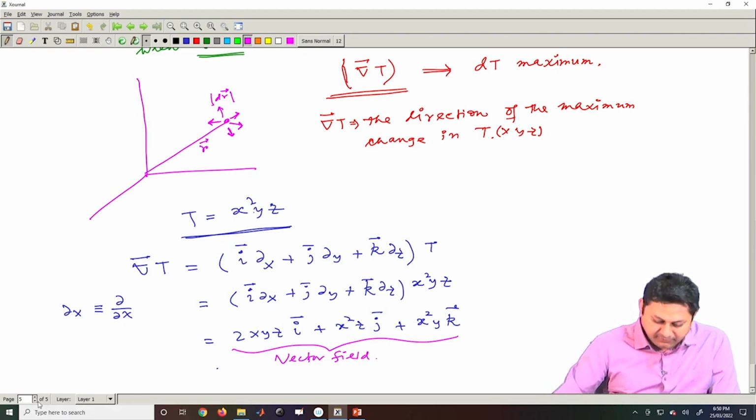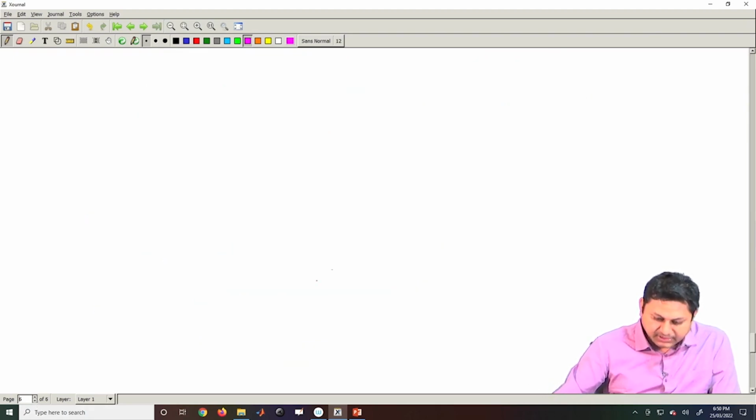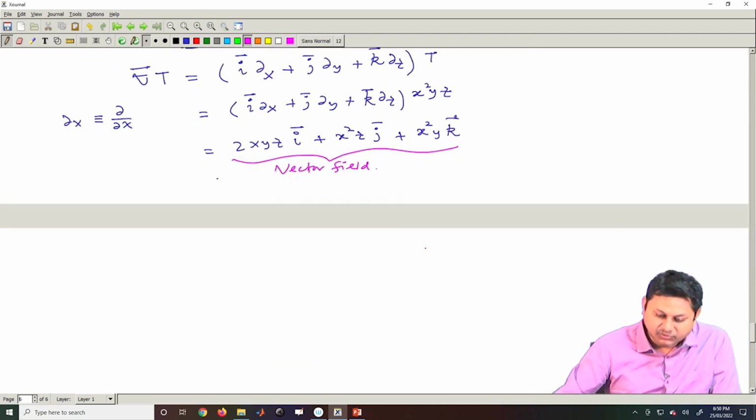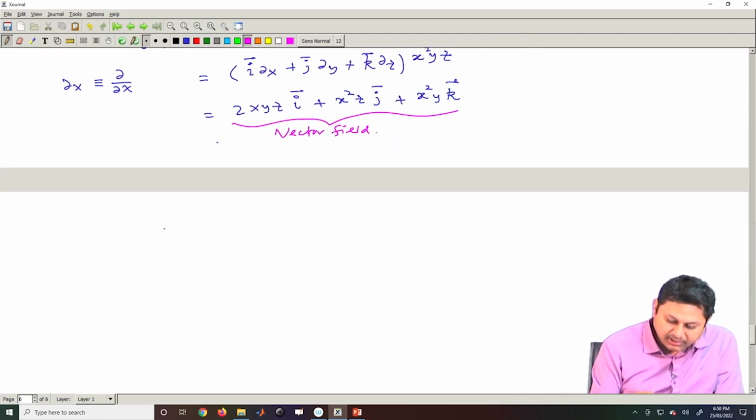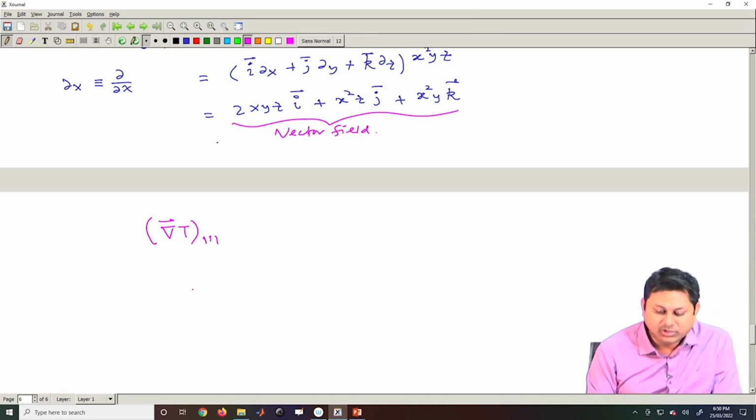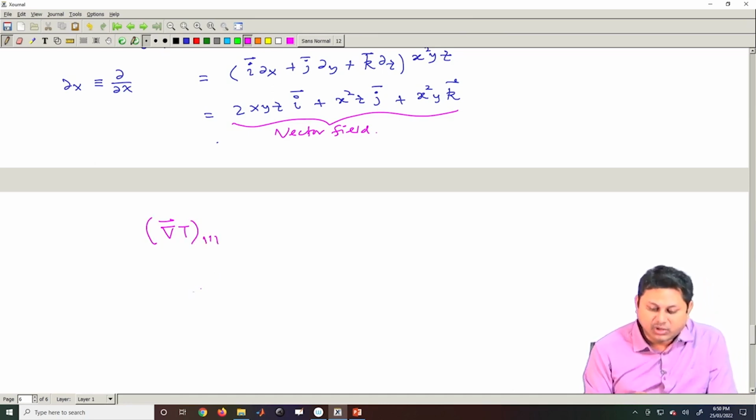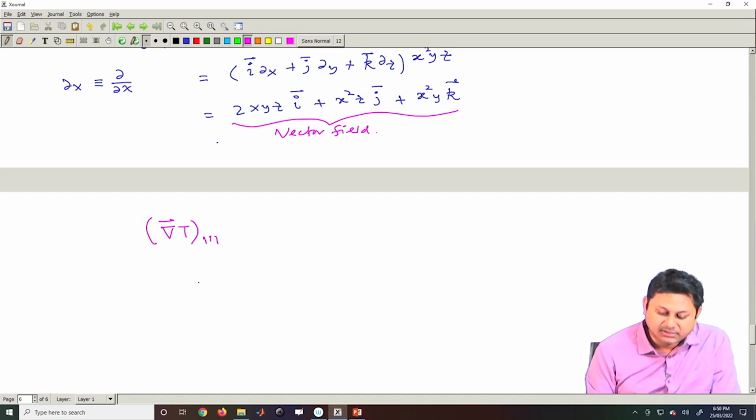So, at a given point this vector field should have a value. If I want to find out what is the value of this quantity at 1 1 1, I am now at the point 1 1 1 and try to find out in which direction the change of scalar field T is maximum. I already figured out this vector field, and now at the 1 1 1 point I will just put the value.